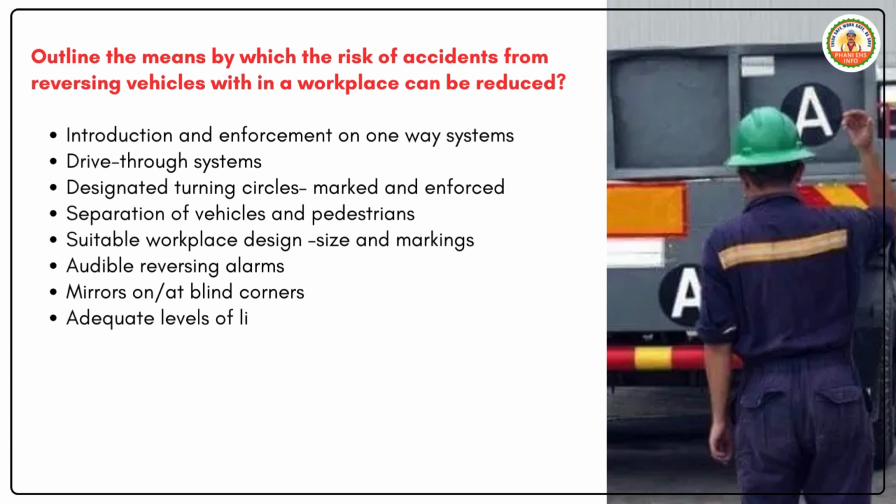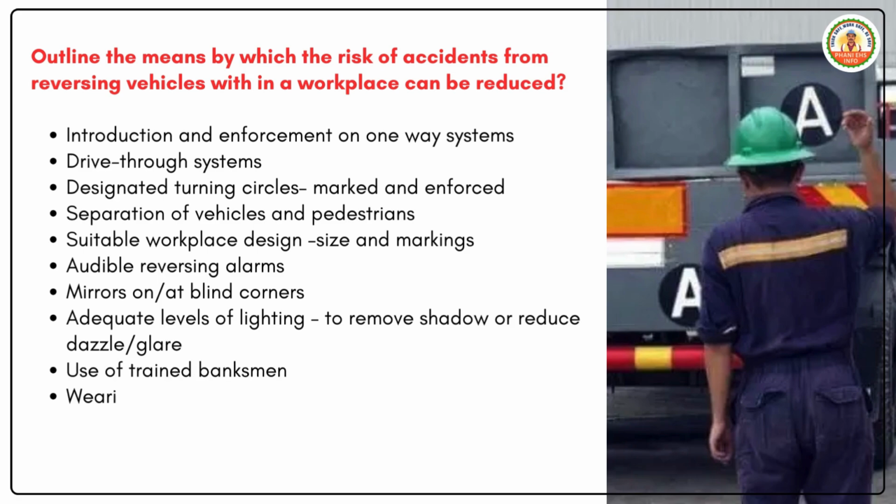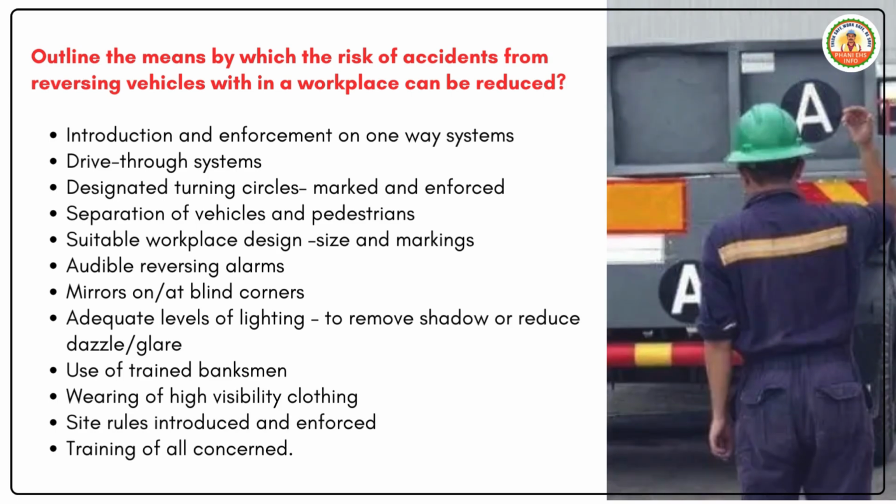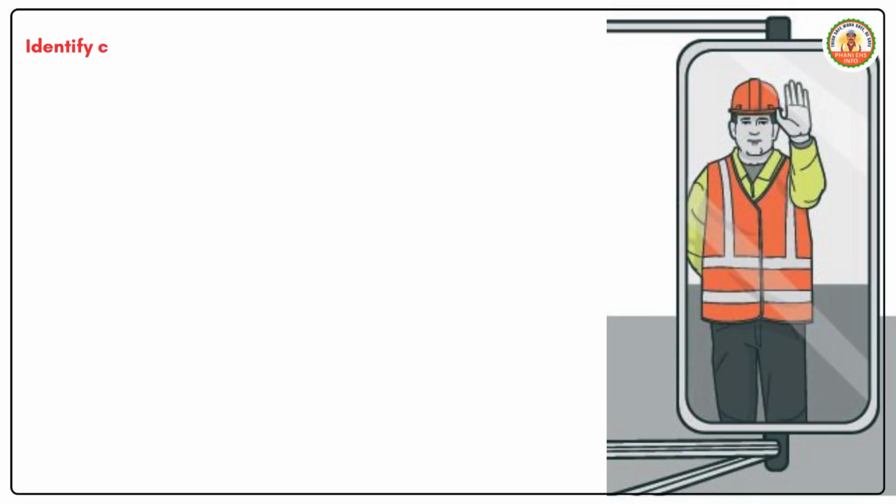Adequate levels of lighting to remove shadow or reduce dazzle and glare. Use of trained banksmen. Wearing of high visibility clothing. Site rules introduced and enforced. Training of all concerned. Identify control measures to reduce the risk of accidents from reversing vehicles in the workplace.